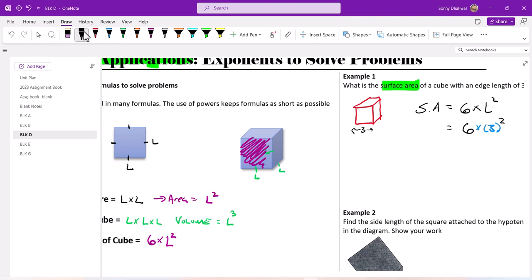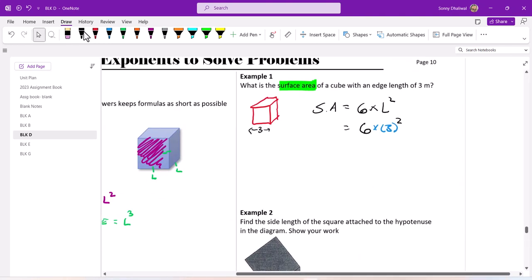First of all, we should write the formula. Yeah, start off with the formula, right? We should write it. Yeah, don't go straight into writing just the numbers, right?